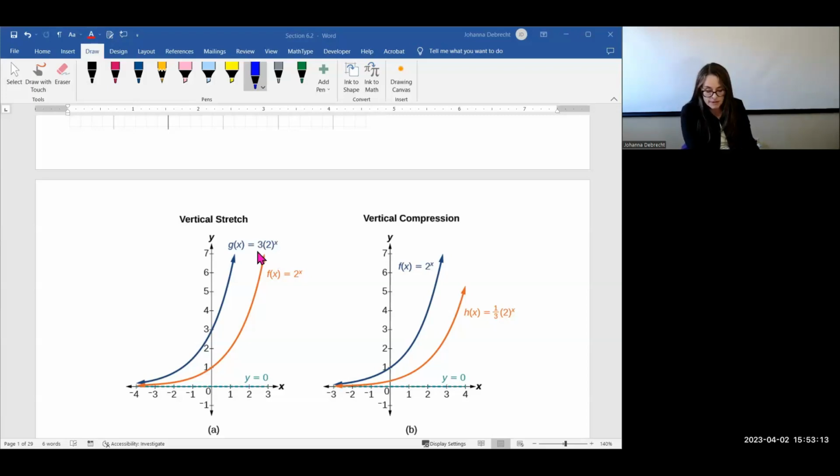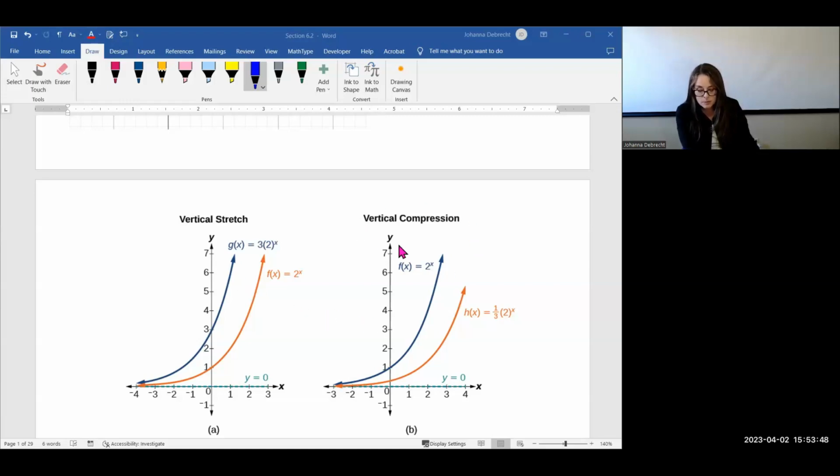So if the value of a is positive and greater than 1, we have a vertical stretch. What does that do to every y coordinate? It takes every y coordinate, here a 1, and multiplies it by 3, and so it becomes 3. Well, when I have 2 to the x, if I have x equal 1, I get the y value of 2. And it will take the 2, multiply by 3, and get me 6. So up here, I get the point (1, 6) on the vertical stretch.